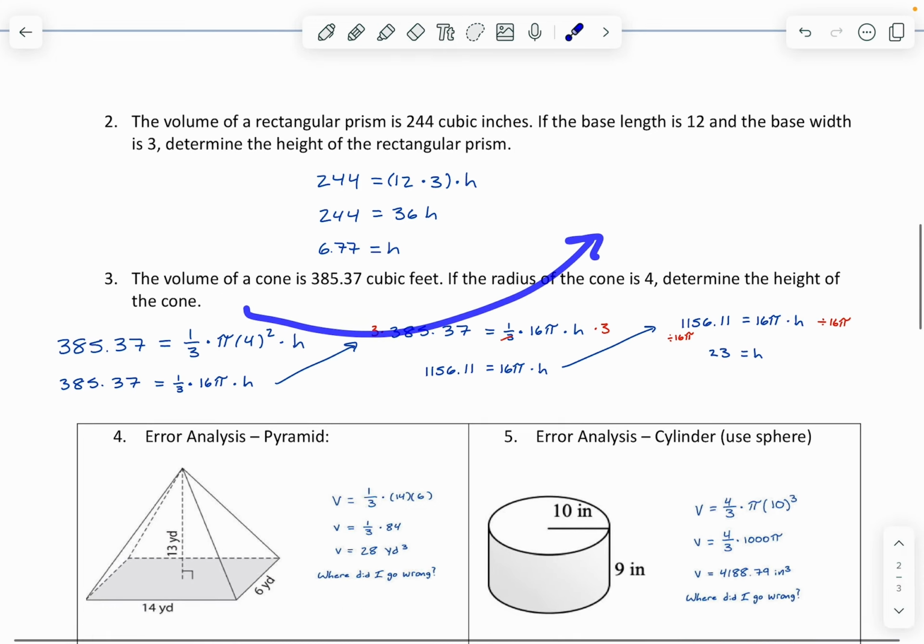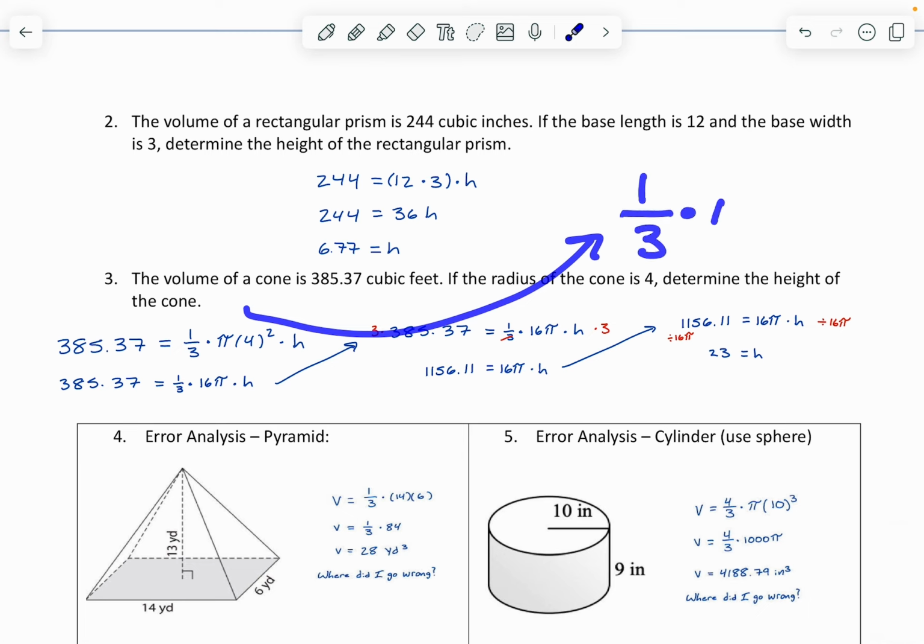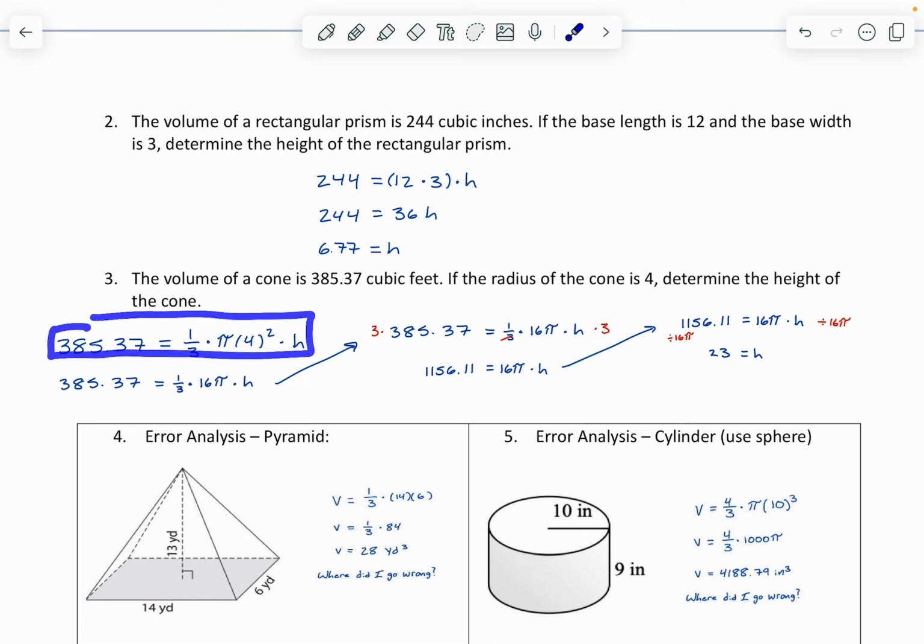Volume of a cone, this is the first cone we've seen in this: 1/3 times pi r squared times height. Remember, a cone is just 1/3 of a cylinder, 1/3 of your cylinder formula. 385.37 is equal to our formula for a cone. We know the radius. We want to figure out the height.